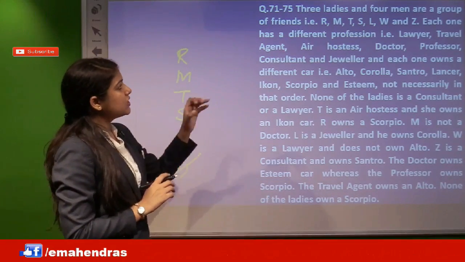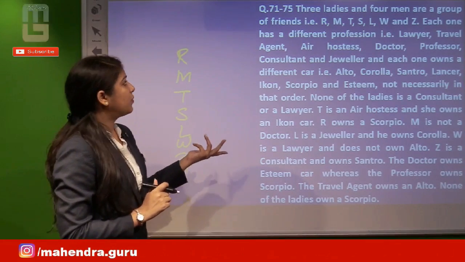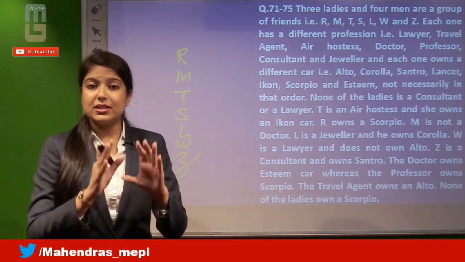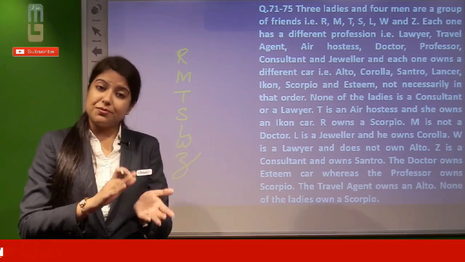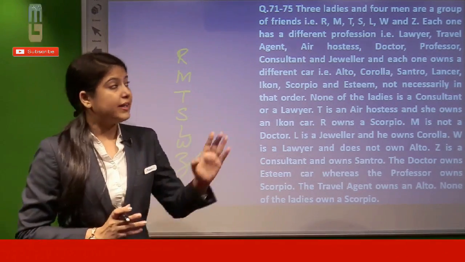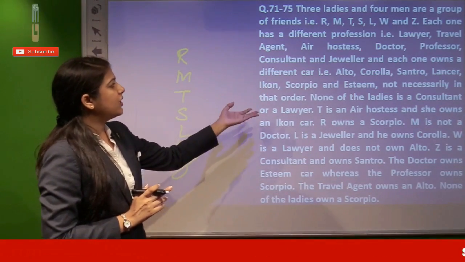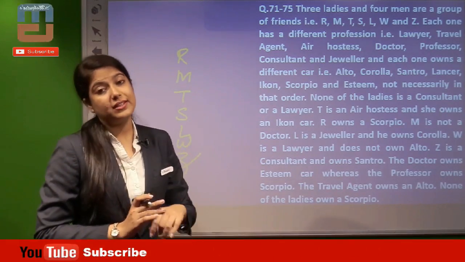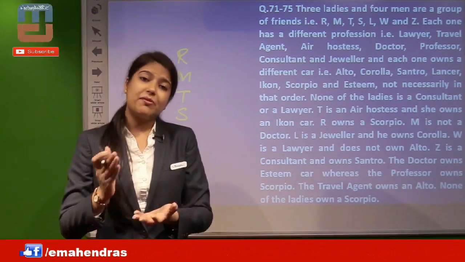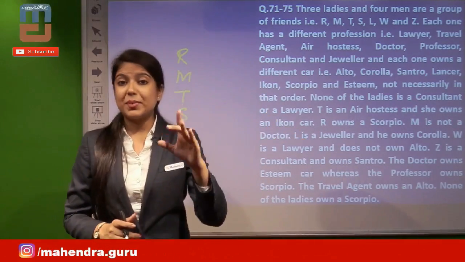Now it is given, each one has a different profession: lawyer, travel agent, air hostess, doctor, professor, consultant and jeweler, and each one owns a different car. That means 7 persons are given, having different professions and owning different cars. Now let's look at the car names: Alto, Corolla, Centro, Lancer, Icon, Scorpio and Esteem, not necessarily in the same order. This 'not necessarily in the same order' is a condition that is definitely coming in the question to make things clear. You don't have to take all this respectively, right?